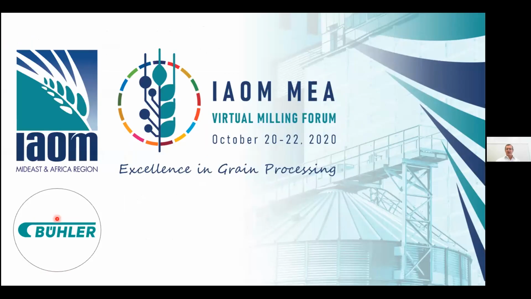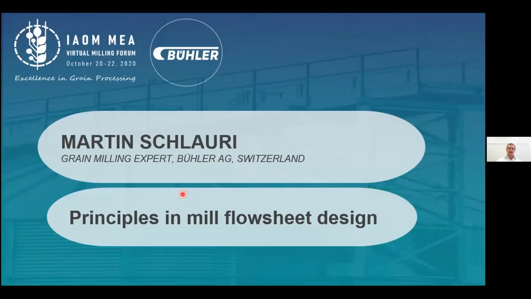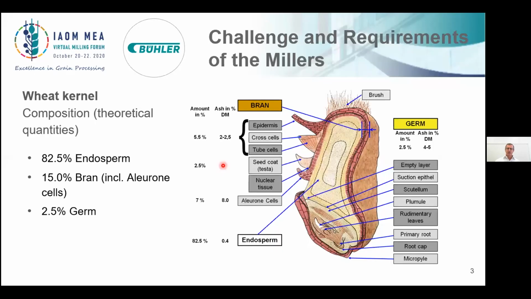Thank you. Fine. I'm honored to start the first session of the second day and to share with you insights about the flow sheet design. Now, if we start to think about the flow sheet, we need to know first the raw material, our wheat. Now look at the wheat kernel as it is shown on this picture. It is composed of three different parts.